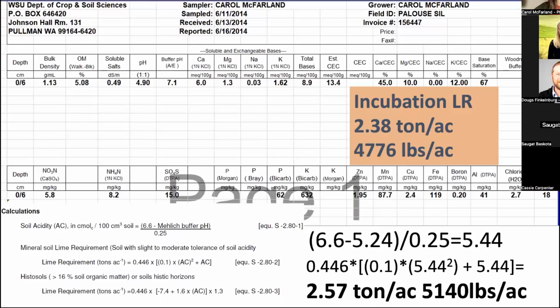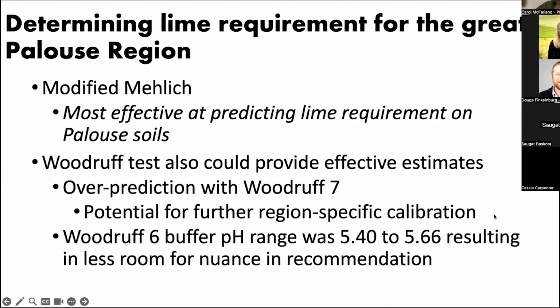So the nice thing about that is, and it's a slight over prediction, as you can see, but the incubation lime requirement for that soil was 2.3 tons, or almost 4,800 pounds per acre for those top 6 inches. So that's about as good as we're going to get in these lime requirement estimations. So with that, let's see, I've got a little bit more time. I'll probably take 10 minutes.